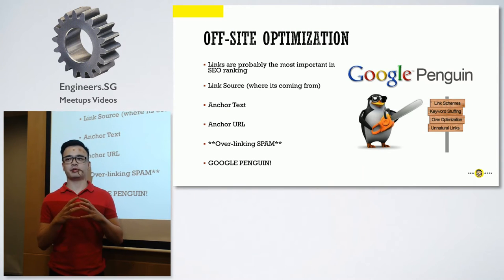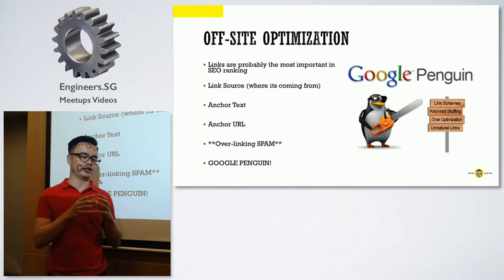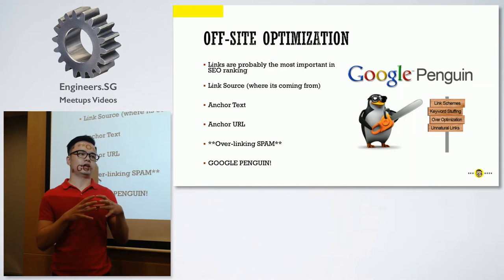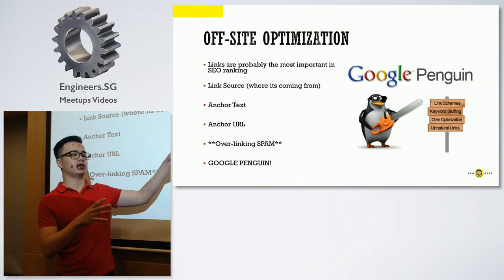For example, if you want to rank for a certain keyword, just tell me, Tommy, can you write an article for me and link out to you with a certain anchor text and a certain anchor URL, and naturally you will rank. And this is what Google doesn't want, because they want their results to be natural. So when you try to doctor and buy such links, this is what they call link schemes.